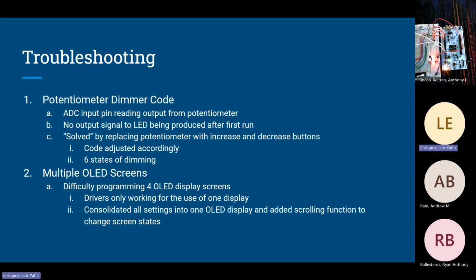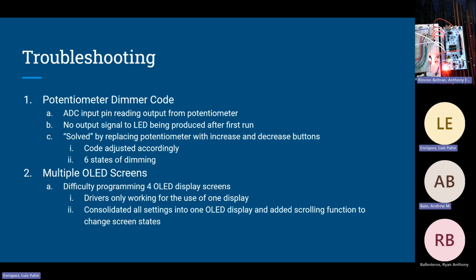We had to improvise a little bit. We replaced the potentiometer with increase and decrease buttons, and those buttons move through the states of brightness, and we adjusted our code accordingly. We ended up having 6 states of dimming total. And then we also ran into some issues with setting up the OLED screens.